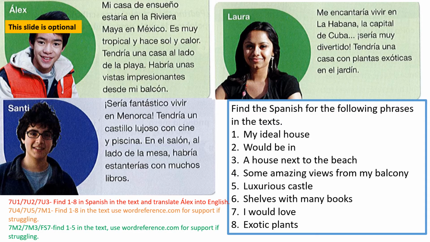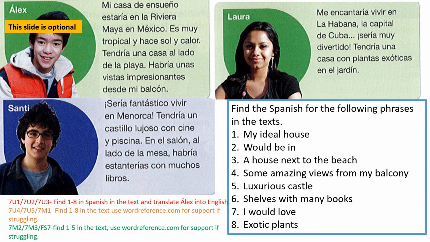Right, okay, this slide is completely optional, so maybe don't complete it until you've completed the rest of the PowerPoint. This is if you need some more work to do because you've finished all your other work. So basically you've got a reading comprehension, you've got 3 people who are talking about their ideal house or where they would like to live ideally, or their dream houses. So you've got your phrases 1 to 8 that you need to find within the text.